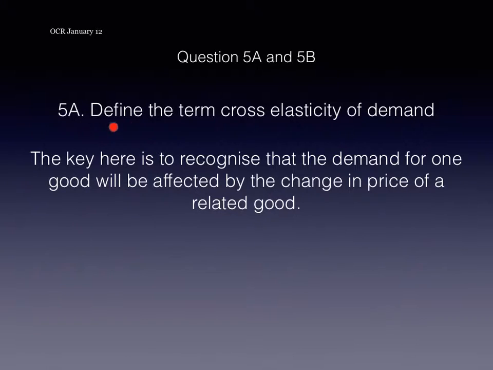The first question was to define cross-elasticity, and here you've got to recognise that it's the demand for one good changing when there's a change in the price of a related good. One of the key things that people sometimes get wrong is they don't say it's a response to a change in price, they just say it's how something is affected by the price of the other good. You must say it's a change in price.